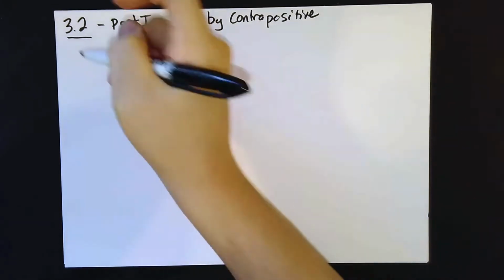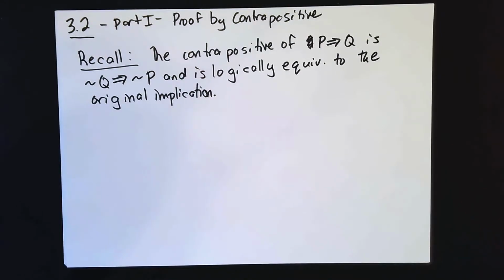Okay, so remember what the contrapositive of an implication is. If I have the implication P implies Q, the contrapositive is not Q implies not P. And there's one really important thing about the contrapositive, which is that it's logically equivalent to the original implication, as we showed back in the first section.